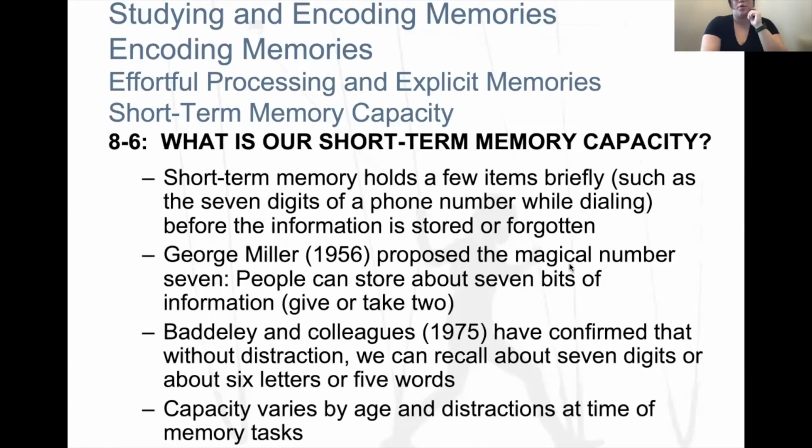So George Miller proposed the magic number 7. People can store about 7 bits of information, give or take 2. Baddeley and colleagues confirmed that without distractions, we can recall about 7 digits, about 6 letters, and about 5 words. And this capacity in short-term memory will depend on your age and the amount of distractions that are happening at the time. So it's really important when you're studying or rehearsing information to not have a lot of distractions around, because it can impact the amount of information you can remember and store.